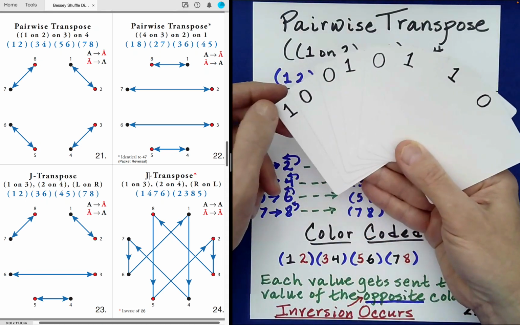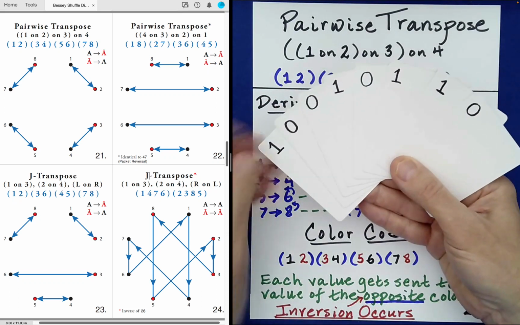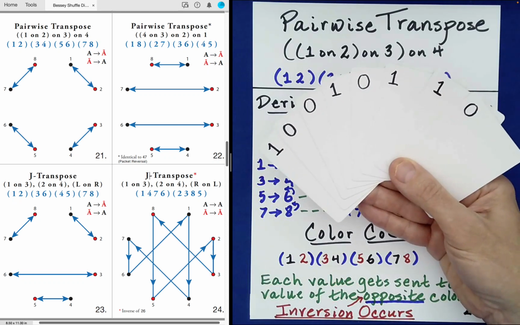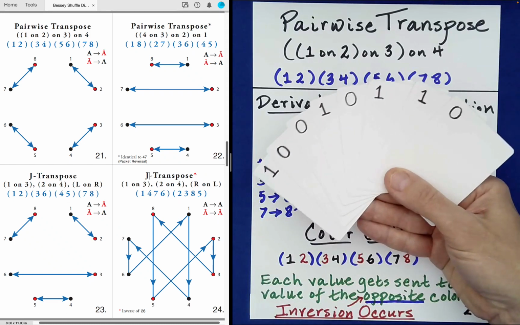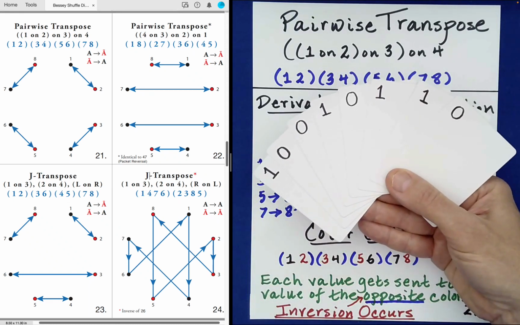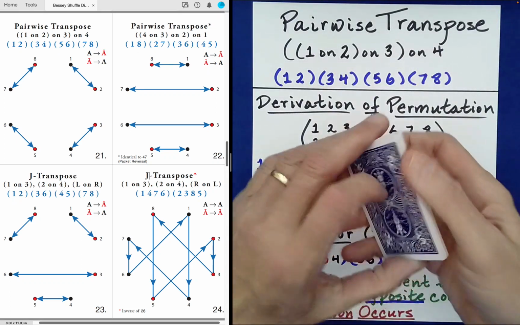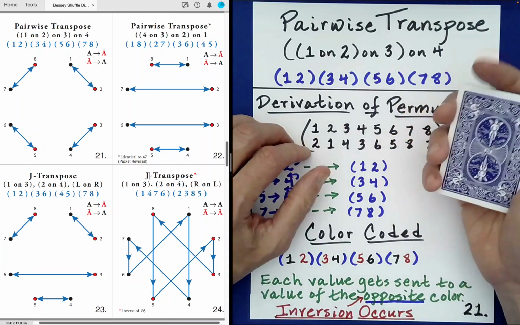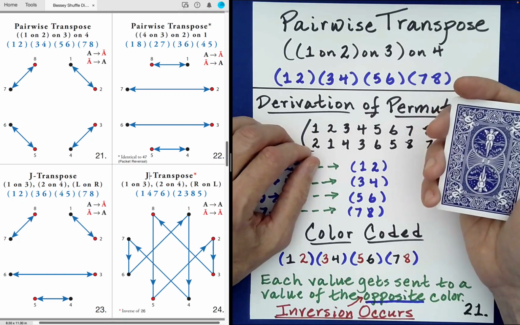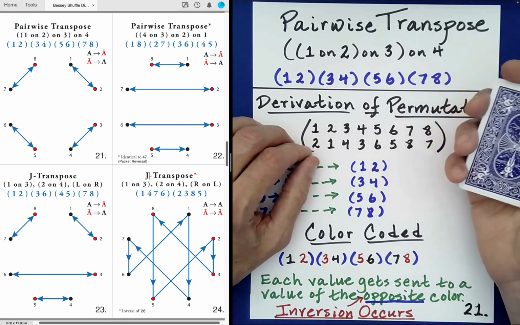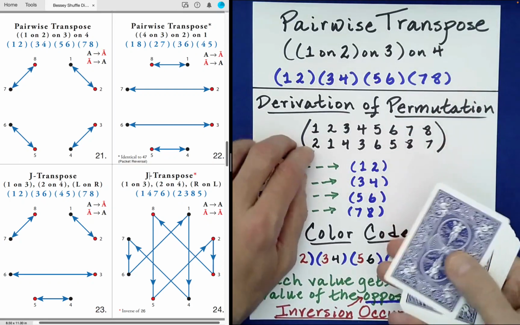Since inversion occurs, we can illustrate that by using our Bessey sequence 1001, 0110 to show that the pairwise transpose, when performed on this packet of 8 cards, will invert this sequence. So let's go ahead and perform the pairwise transpose in the way that I would normally perform it. The first time I showed you, I did it in hand, which can be a little awkward. So the pairwise transpose that I actually showed you just a moment ago can be accomplished as follows.